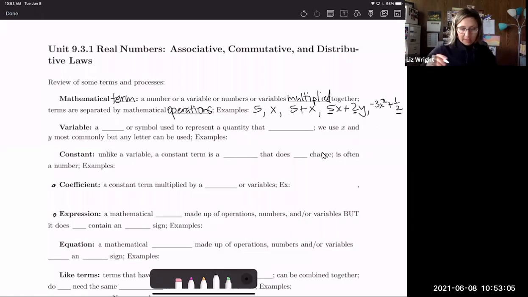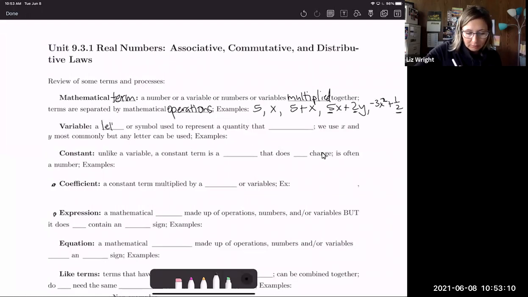Our next definition is variable, and a variable is a letter or symbol used to represent a quantity that can change. So we typically use X and Y most commonly, but any letter or symbol, like you could use a smiley face if you wanted to for your variable. So we might have something like what we did up above. We have 5X. The X would be considered the variable.